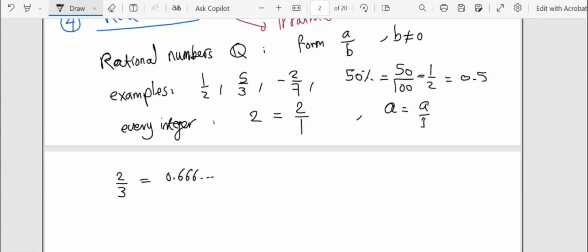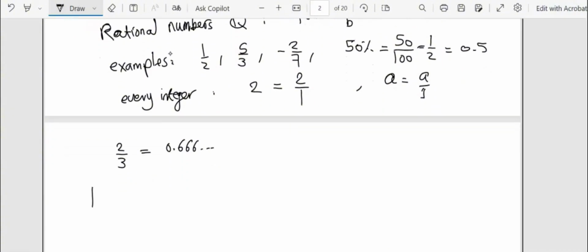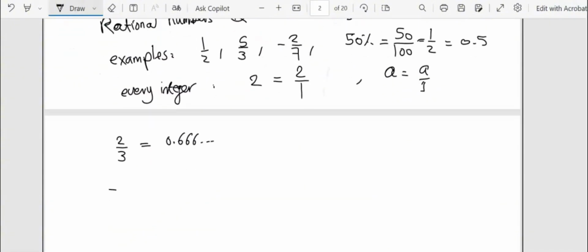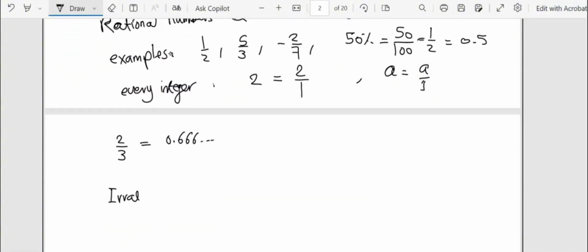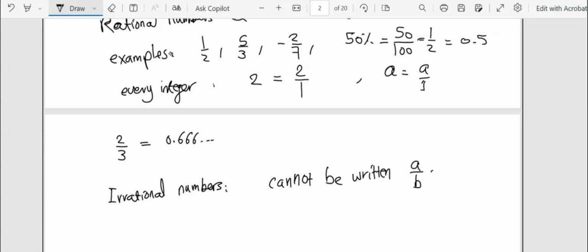And yeah, so the other set is the irrational numbers. Sorry, maybe I misspelled that. That's double R. The set of irrational numbers. Okay, so it says that we cannot have the element that can be written as a over b. We cannot write it in this form.